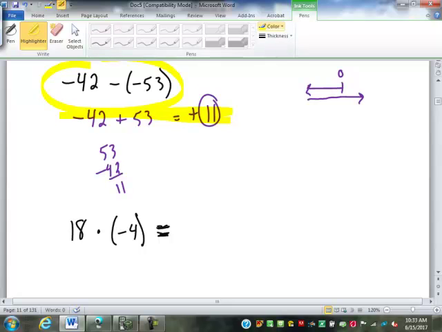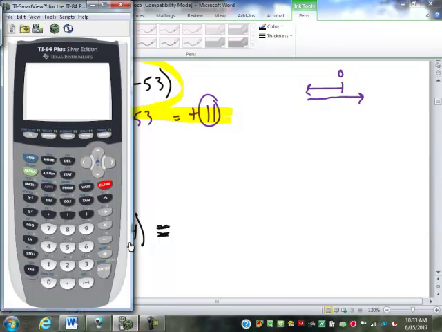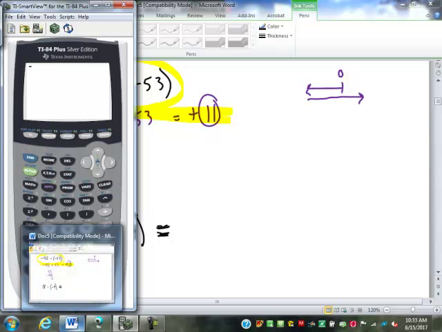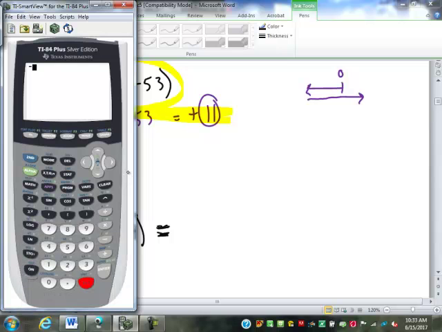Most of your calculators, like for this one here, negative 42 minus a negative 53, most of you have a negative button. Now the big thing is you cannot use the subtraction key. If you use that for the negative, it's going to screw up your answer. You have a negative button, usually looks something like this one down here. So we have negative 42 minus a negative 53. And of course the calculator does correctly give us the positive 11.